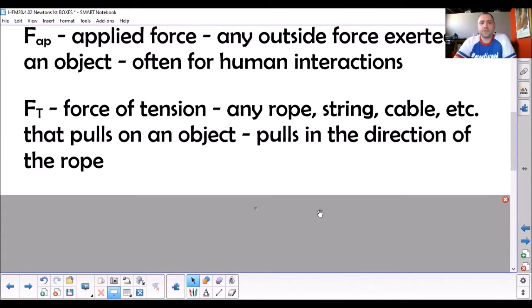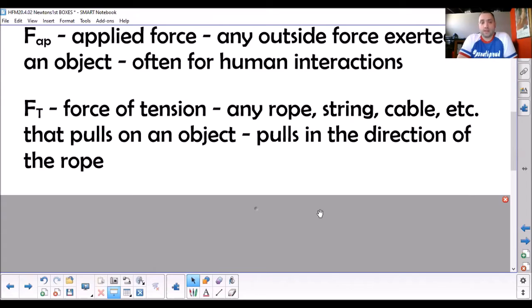All right, next one is the force of tension. Force of tension is when there's any kind of rope, string, cable, cord, chain, whatever, that pulls on an object. It's going to pull in the direction of the rope. So if you've got a block and it's going off at an angle, the force is going to go off at that exact same angle.